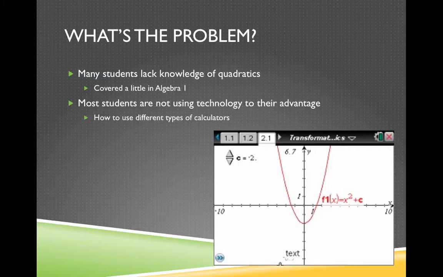Also, they come to Algebra 2 not knowing how to use the calculator to its full ability. So my goal this year is to show them how to use the TI Inspire on the iPad so that they can have a multiple variety of tools to help solve a single problem.